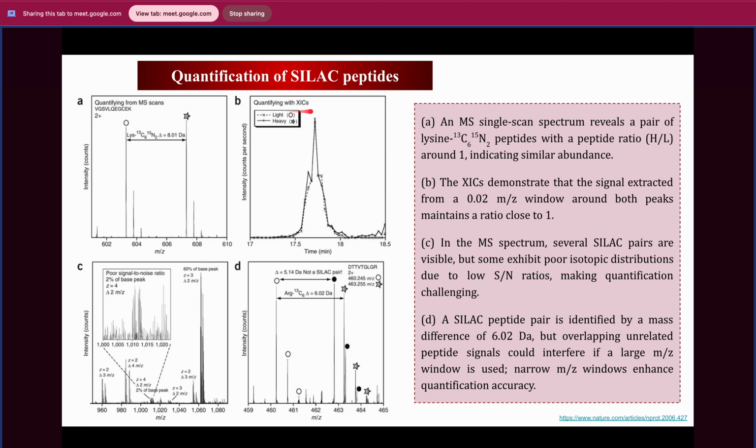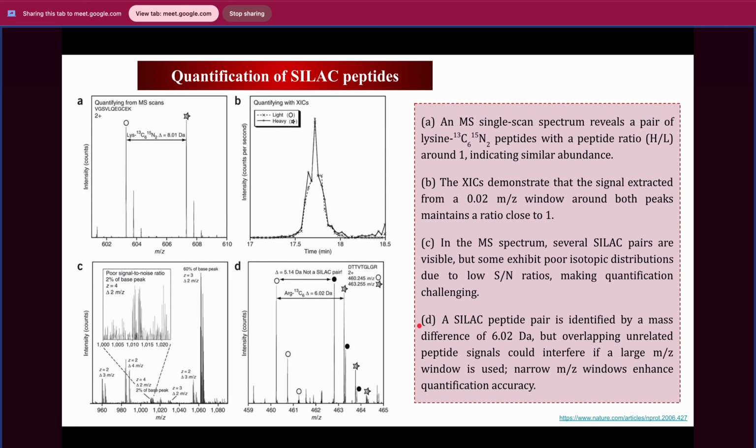And then they have mentioned quantifying with XICs. So intensity is captured with respect to the retention time. Similarly here, they have checked whether the signal to noise ratio is poor or better. If it is poor, then we will move on and check for other peaks which are at the appropriate distance from one another and have better signal to noise ratios. And ultimately the peptide sequences are assigned to that spectra.